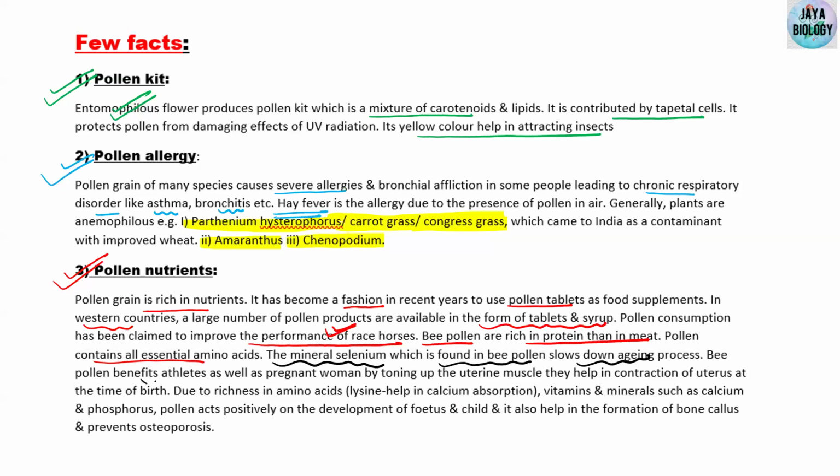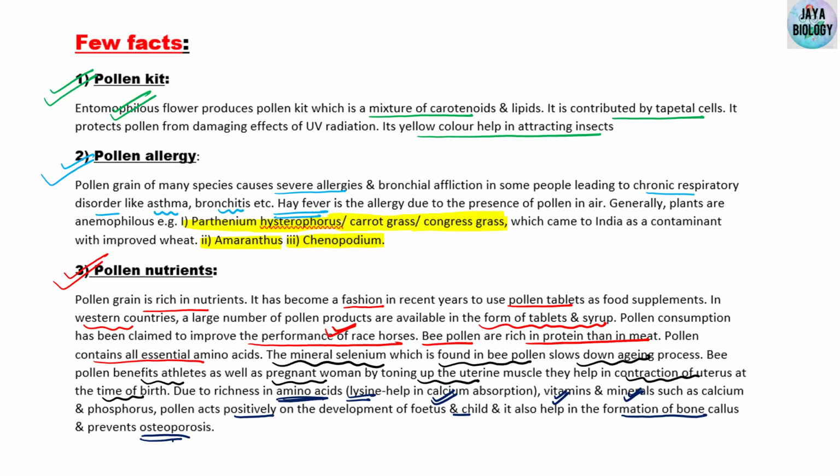It benefits the athletes, and it benefits pregnant women by toning up the uterine muscles, which helps in the contraction of the uterus at the time of birth. It is rich in amino acids. Which amino acid? Lysine, which helps in calcium absorption. It is rich in vitamins also. It is rich in minerals like calcium and phosphorus. It acts on the development of fetus and child, and it also helps in formation of bone callus. Means it prevents osteoporosis.